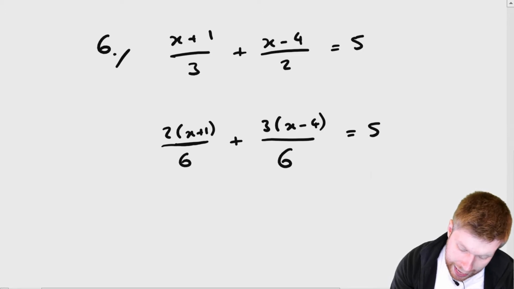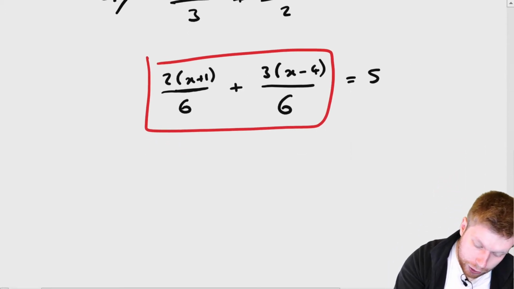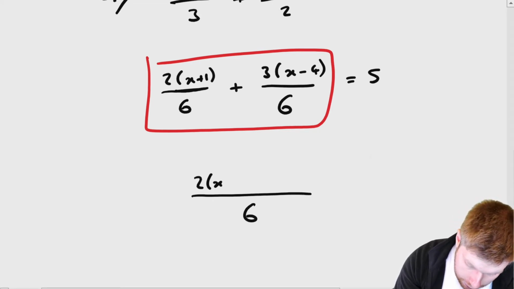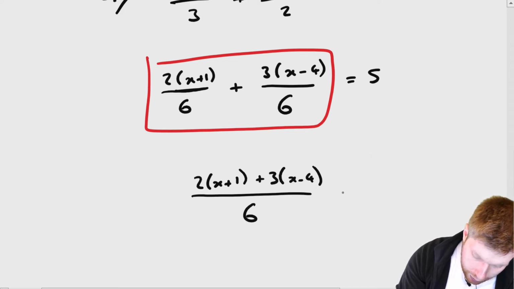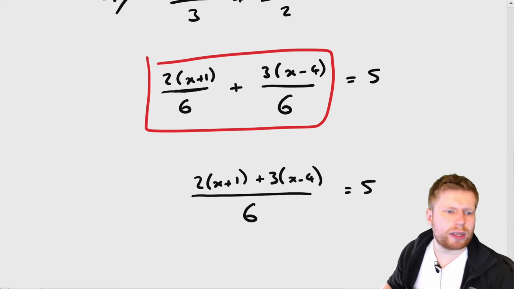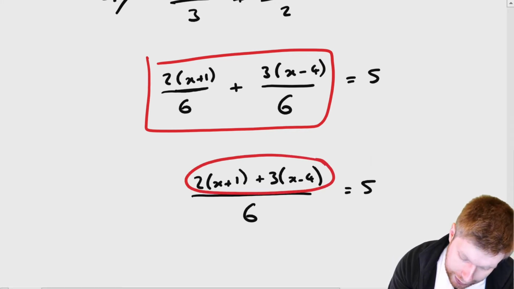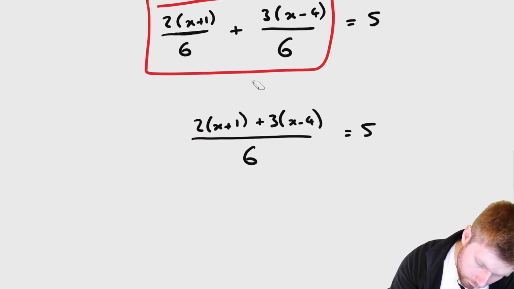Okay. So now I can simply write these two fractions as one big fraction. So it's all going to be over 6. And I'll end up with 2 times by x plus 1 plus 3 times by x minus 4. That's all going to be equal to 5, even though I'm not considering that at the moment. Now I'm just going to expand out the numerator, okay? So if I expand out the numerator, what do I get?